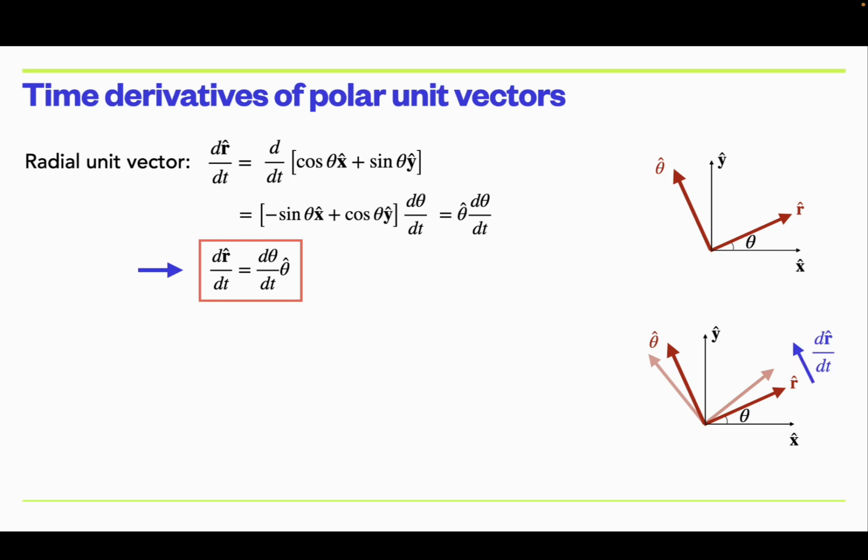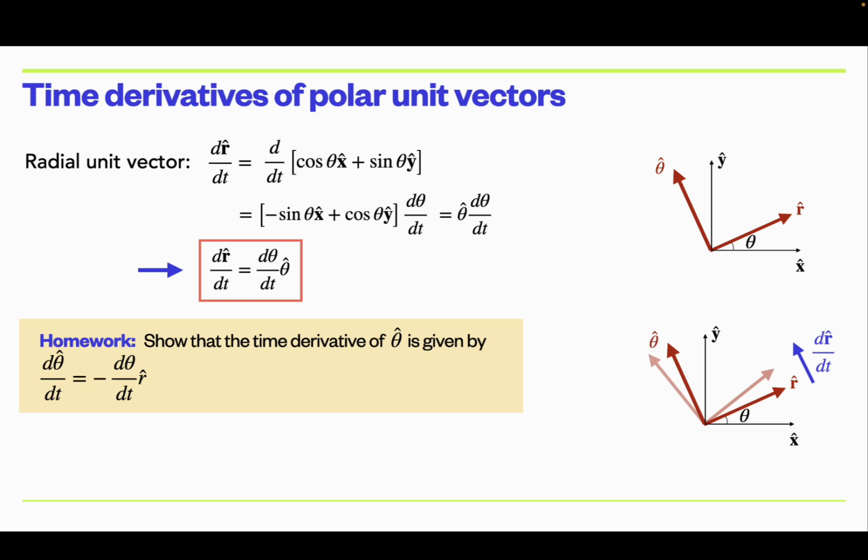What we found is that the time derivative of r hat is going to be in this direction. So it goes from here up to there. The change in r hat goes from here up to there, so it's in the same direction as our theta hat direction. That's what that means. And the magnitude is d theta dt. That's just the angular velocity of the object around the origin. From rigid body dynamics, you might recognize that as omega. d theta dt is omega.